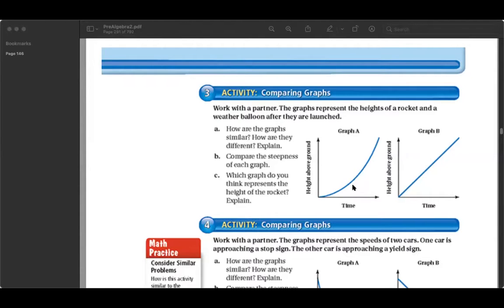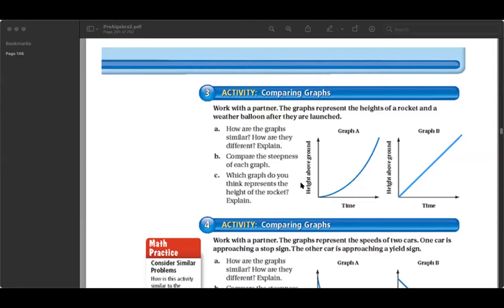To compare the steepness, A doesn't really go up much, but then it goes up more, and B just gradually goes up. Right. So B has the same steepness. It'll stay constant. And A increases its steepness, and then it'll become super steep. I think A is the one for the rocket, because you need to accelerate before you can go really high.